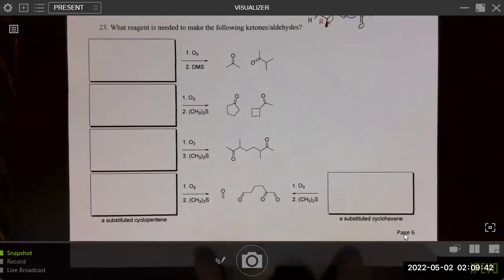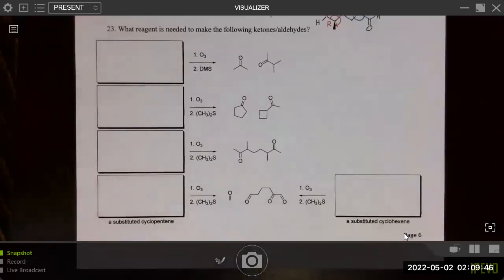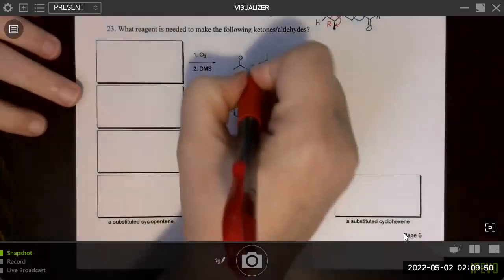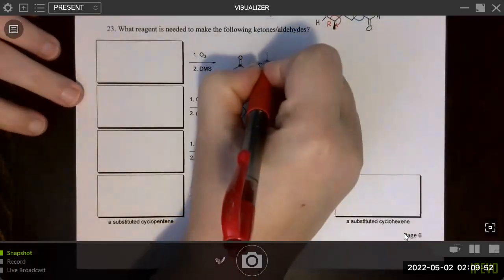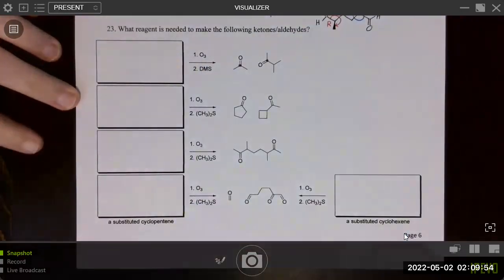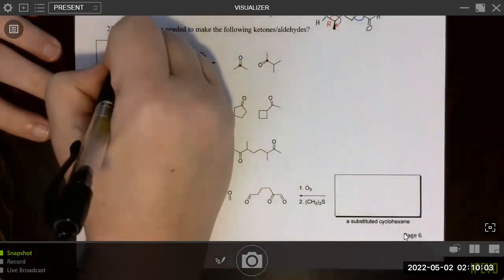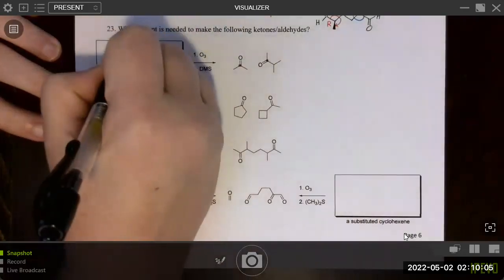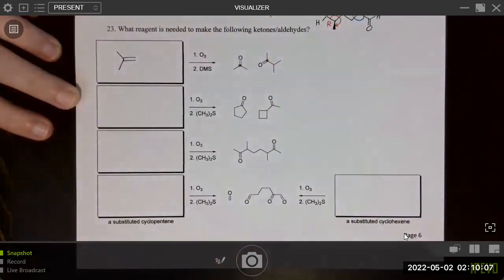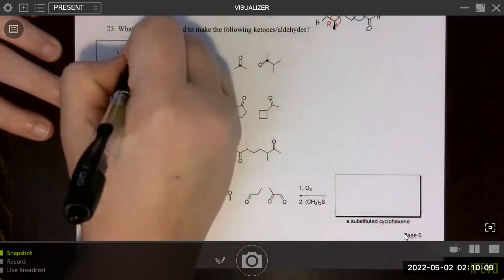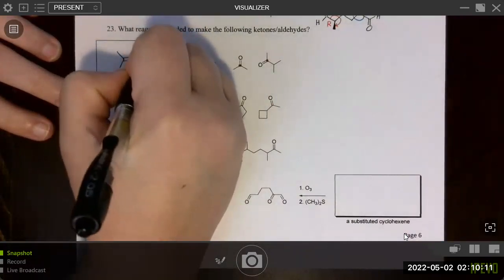Okay. What reagent is needed to make the following ketones and aldehydes? Remember, we really just need to identify the 2 carbons, if possible, and then connect those as the double bond. That's the easiest way to do that. On one side, we have the 2 methyls, connected through a double bond, right? And then a methyl and an isopropyl.